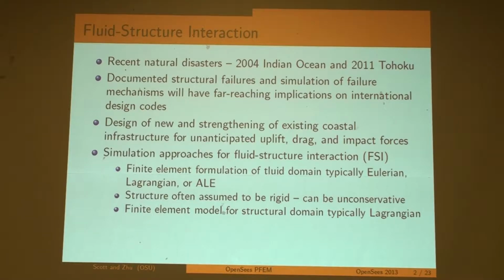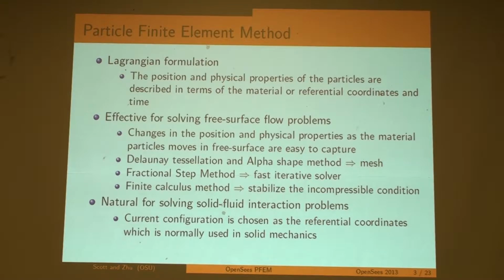And so starting to look at this particle finite element method, which uses a Lagrangian formulation that's comparable to what's used in structural finite elements, where the position and physical properties of the particles are described in terms of material referential coordinates. Okay, so you track nodes or particles, essentially the same thing, and then create a finite element mesh with fluid elements, track the free surface and the evolution of the turbulence and evolution of the free surface.